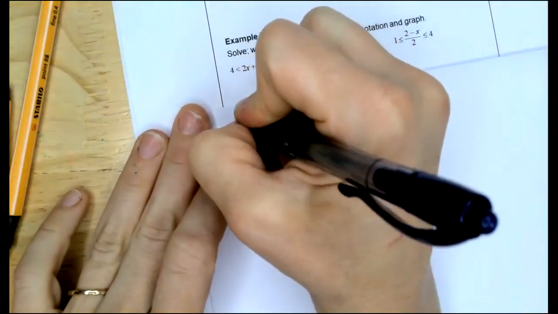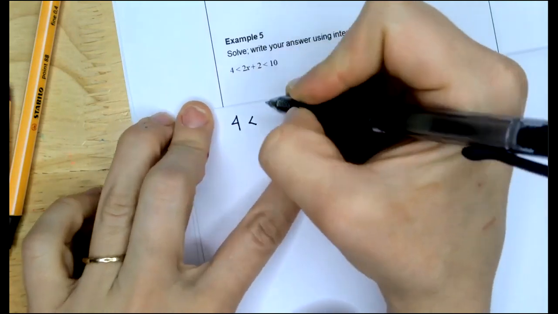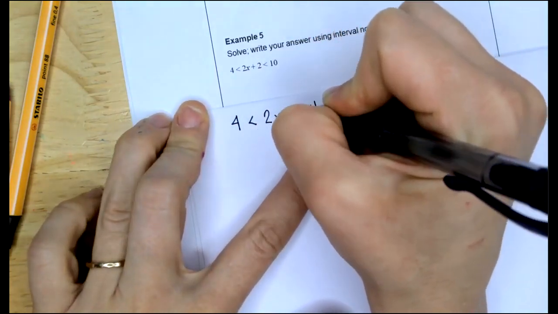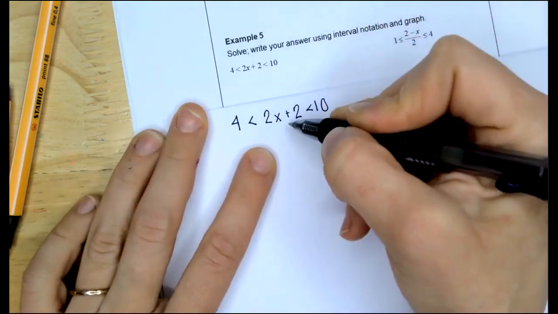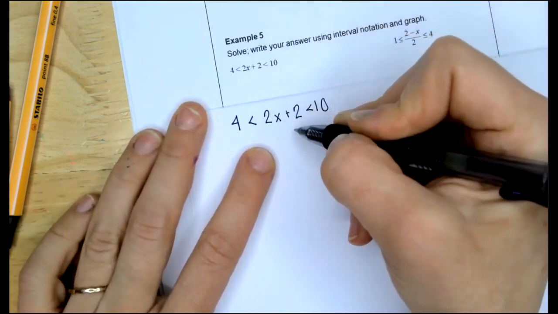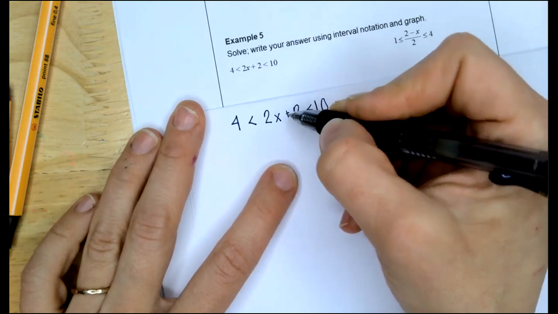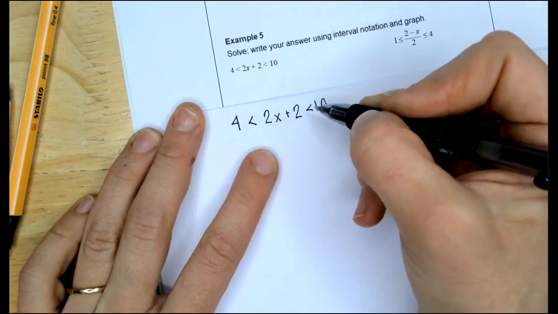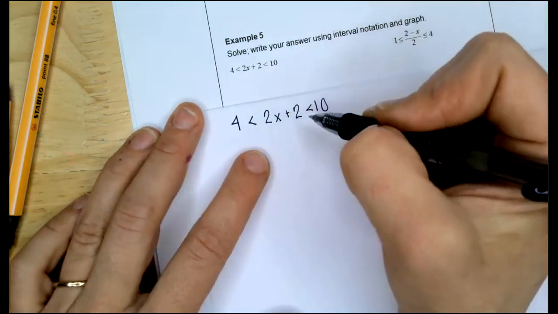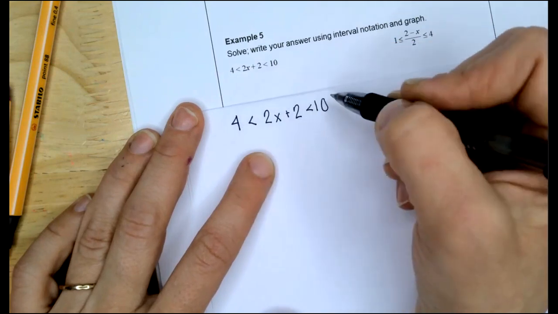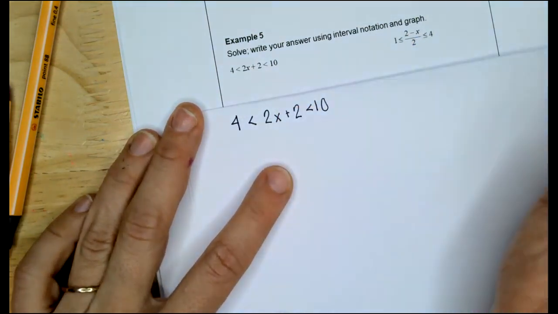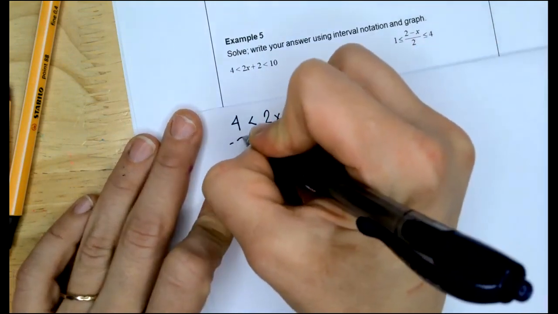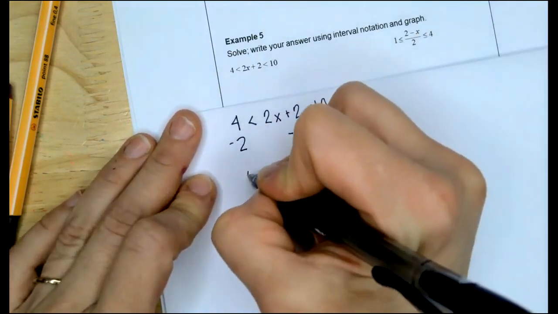Here we have 4 is less than 2x plus 2, which is less than 10. Now I'm solving for x, but x is in the middle. It's a compound inequality. So anything I do to the 2x plus 2, I also do to the 10 and to the 4. So instead of doing it to both sides of the equation, we do it to all 3 sides of the compound inequality. So subtract 2, subtract 2, subtract 2. 4 minus 2 is 2.